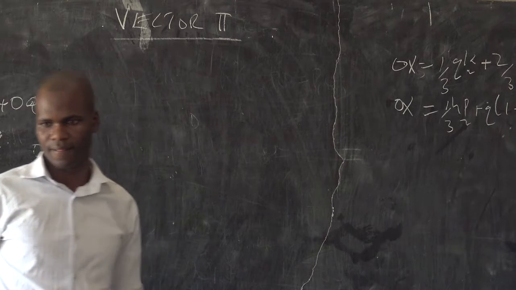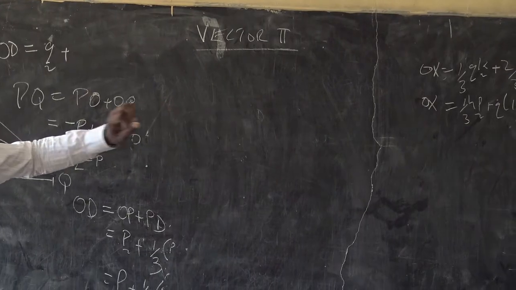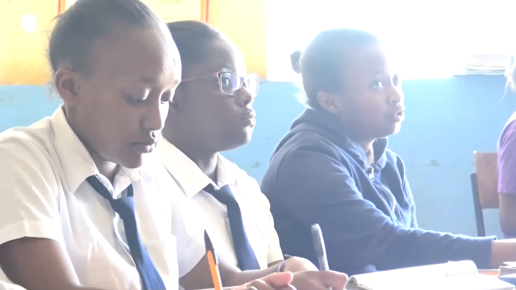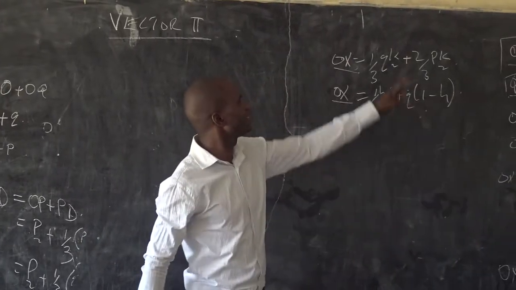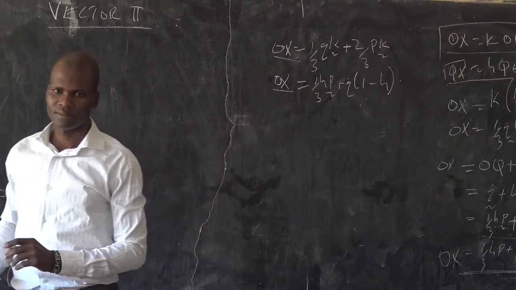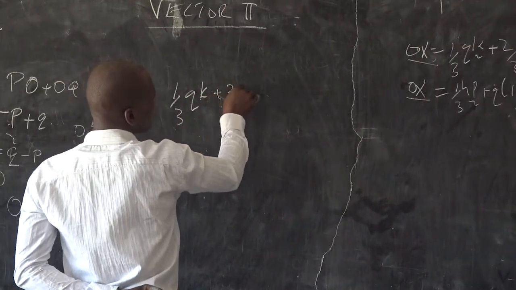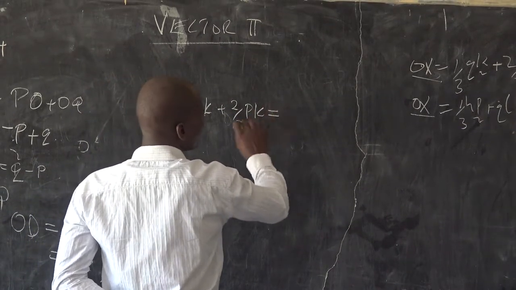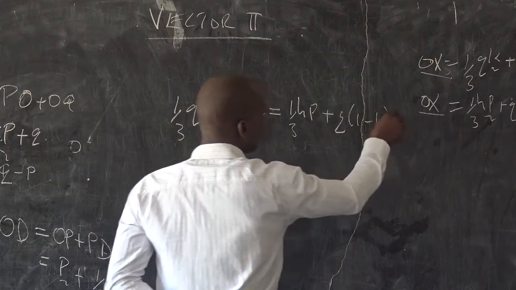We want to solve for K and H. Because OX is equal to a third QK plus 2 over 3 PK, it's the same as a third HP plus Q into 1 minus H. Yes, simply because this is OX and this is also OX. So it means that these two equations are the same. We equate them. Therefore, we are going to have a third QK plus 2 over 3 PK equals a third HP plus Q into 1 minus H.